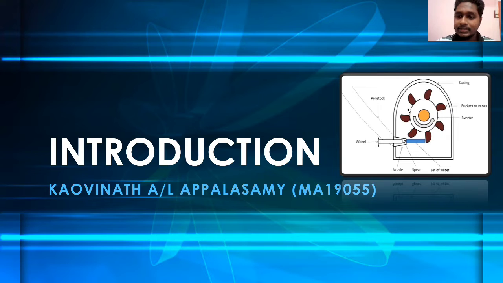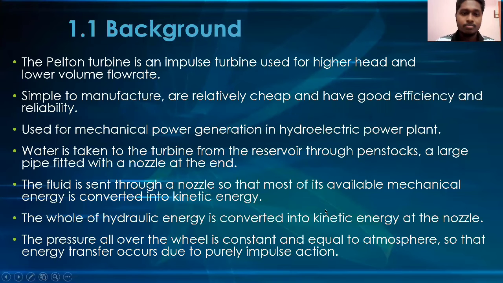Today I am going to present the introduction regarding the Pelton wheel experiment. First of all, this is the diagram of a Pelton wheel turbine. So let's look at the background of the Pelton wheel. The Pelton turbine is an impulse turbine used for higher head and lower volume rate. Pelton wheels are simple to manufacture, relatively cheap, and have good efficiency and reliability. Pelton turbine is used for mechanical power generation in hydroelectric power plants.